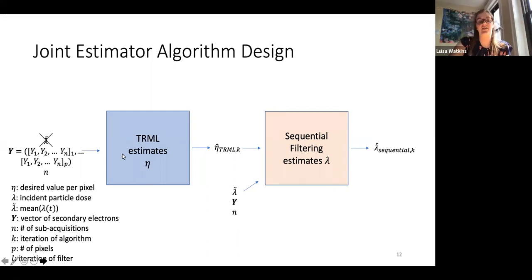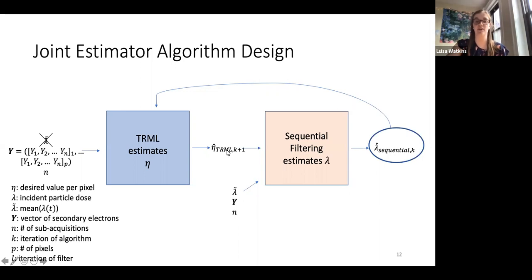And then the idea of this algorithm is, if instead of using the lambda tilde, we take this lambda hat value and plug it into TRML, that means we're using a better value of lambda because it's more accurate. And then we can get a closer, more accurate value of eta for the next iteration. Same here, we won't use the lambda tilde, we use the estimate, which then gives us an even better estimate of lambda. And this keeps going until at some point we've reached an asymptote and the changes are so minute that we can stop the algorithm.